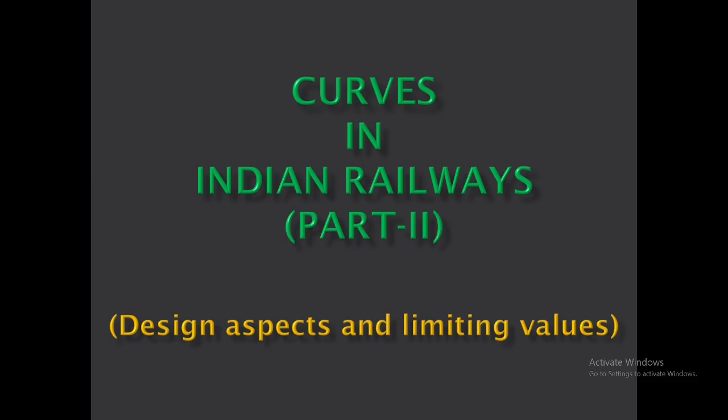I'd like to discuss the design aspects of the curve, namely the radius, super elevation, the maximum permissible speed that can be permitted on the curve, and the length of transition, how it should be calculated, including the limiting values. The Indian Railway Permanent Way Manual stipulates limiting values for the various parameters. All those things we are going to discuss in this video. So let's go to the subject without further ado.